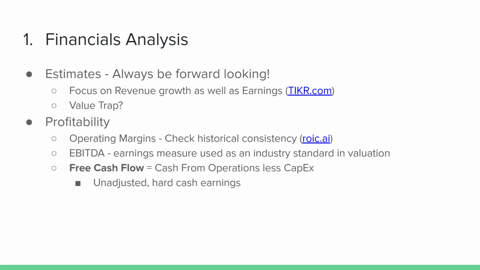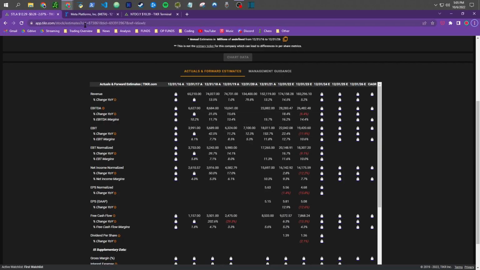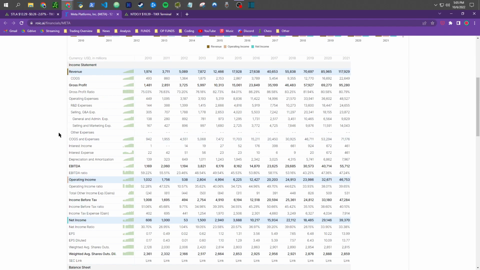Profitability. I want to look at operating margins. I want to look at historical consistency in those operating margins. So a good example here would be Meta, a company that everyone hates. Let's look at operating income. This is ROIC.ai, the website. And here I can go all the way back to right here. It's showing back to 2010.